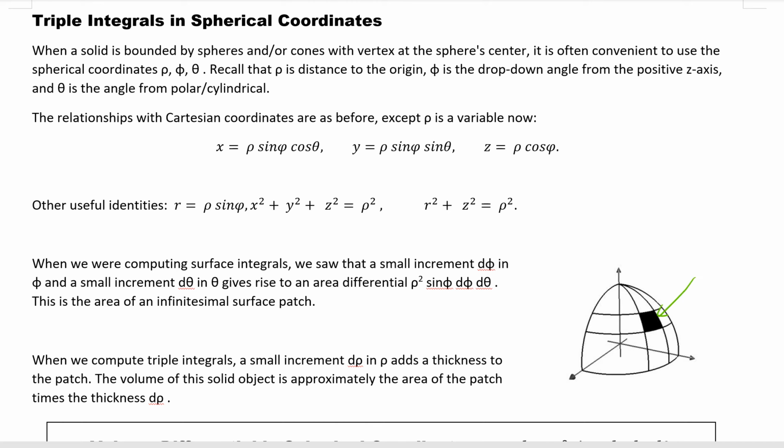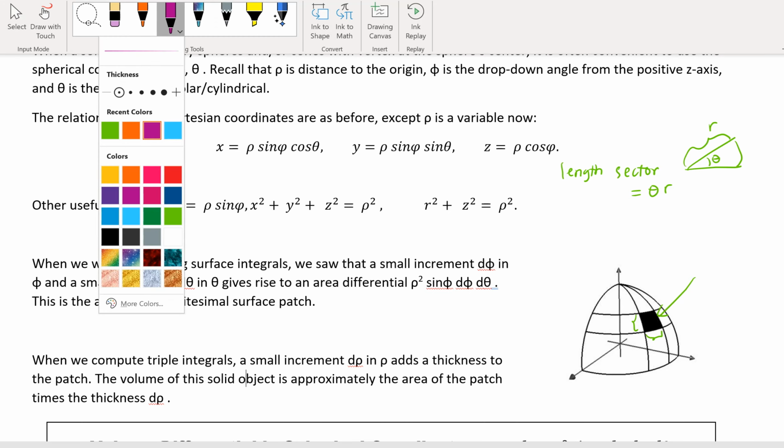It's roughly like a rectangle, right? Let's use length times width. So what is this guy? And what is this guy? Well, think about a sector. What is the length of a sector? If we have a sector with the angle theta and radius r, the length of the sector equals the angle times the radius, right? And now let's use a different color, then you can see which piece I mean.